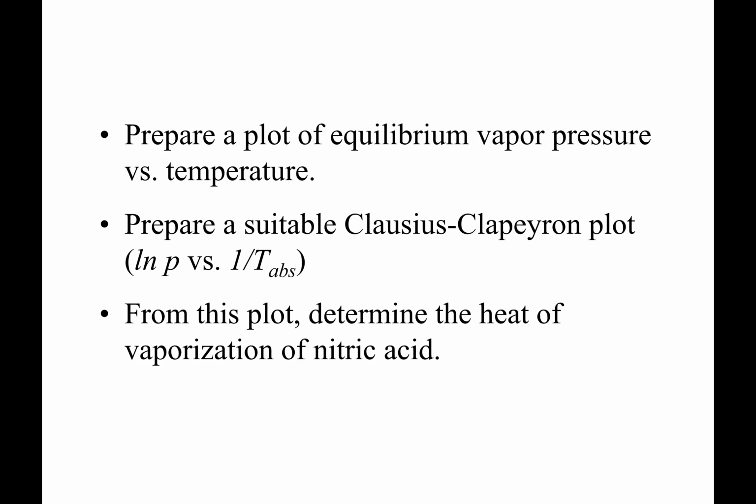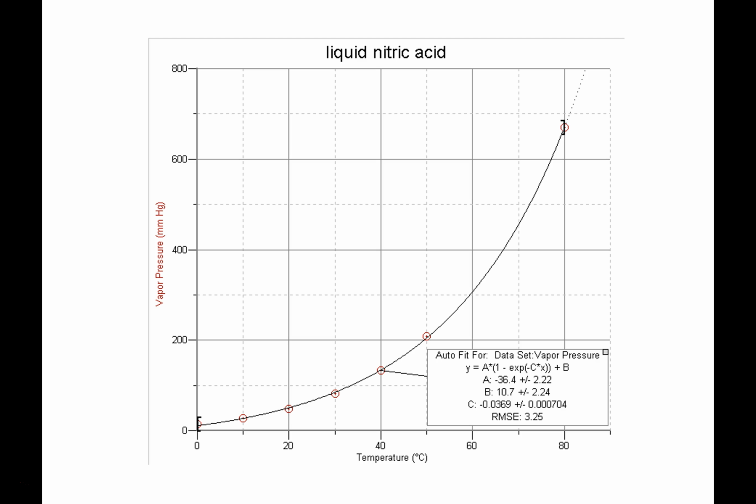And then what we're going to do with this nitric acid data is, you know how Logger Pro gives us a slope. We're going to use that slope in this relationship to knock out the heat of vaporization. That's it. So this is that first plot I was telling you about.